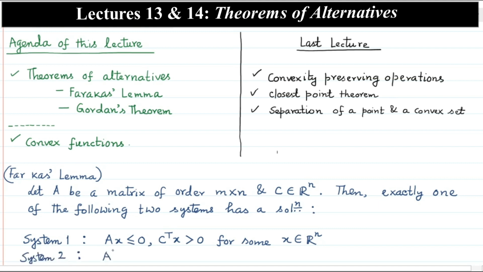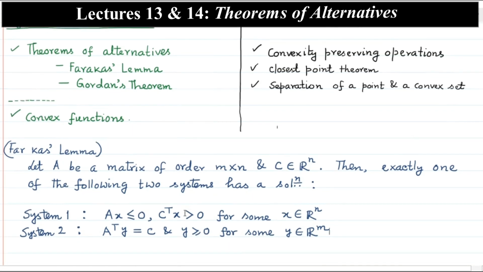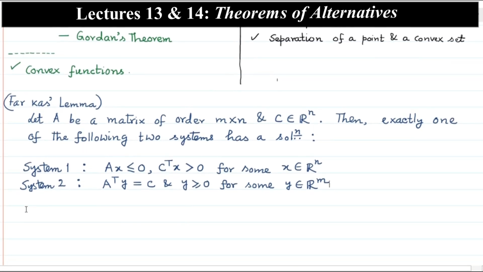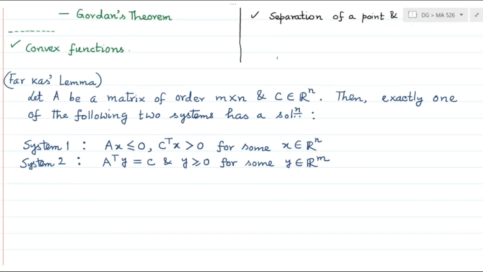System 2 is A transpose y equal to c and y greater than or equal to 0 for some y belonging to R^m. That is, there exists one y such that the equality A transpose y equal to c and y greater than or equal to 0 is satisfied. Fine. Let us now try to prove this result with the help of the last day's corollary.